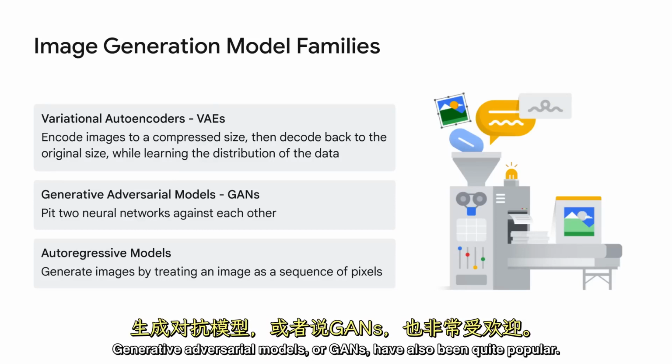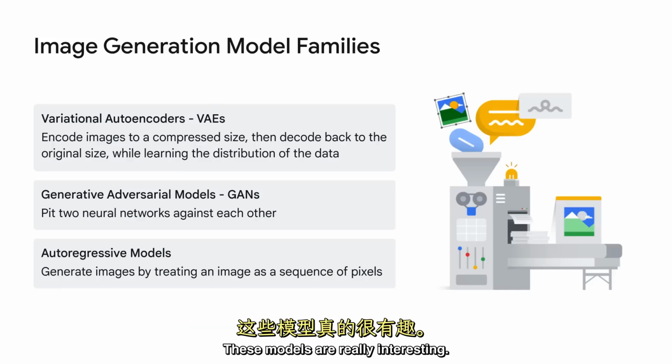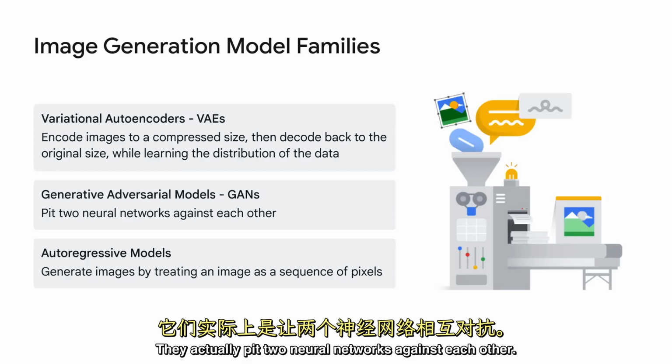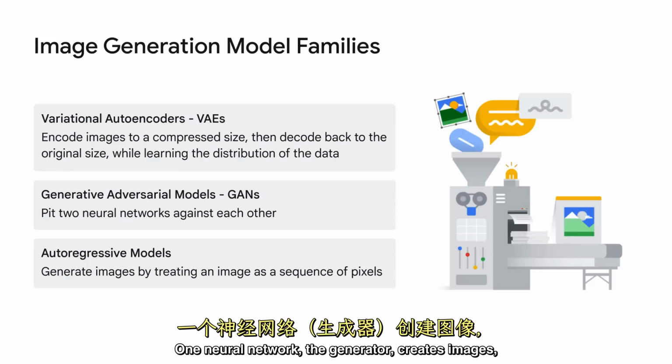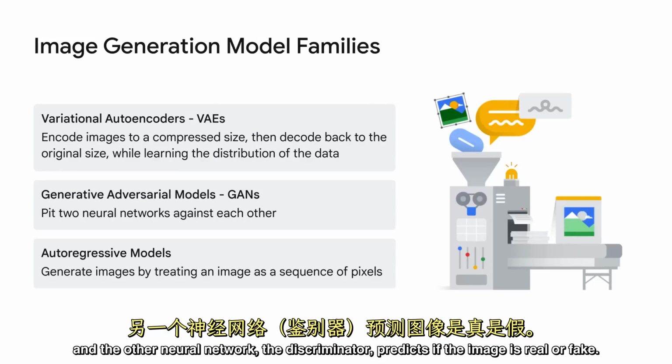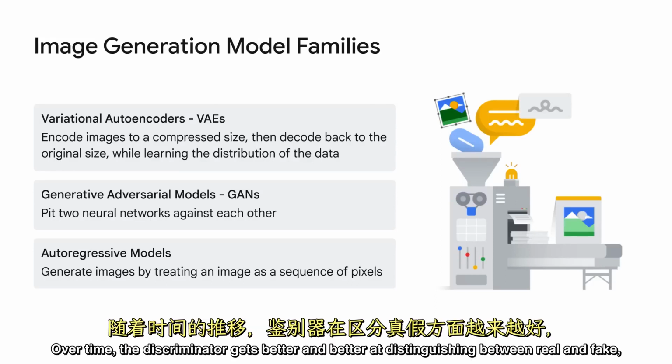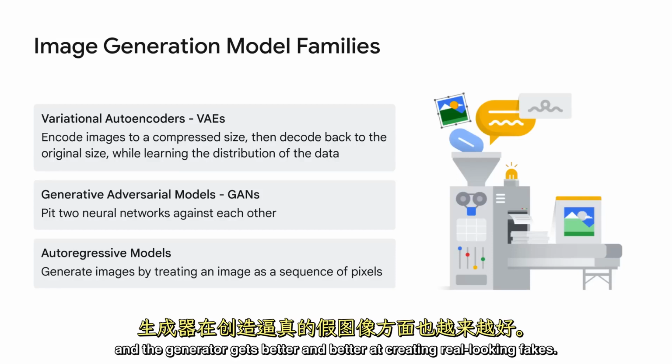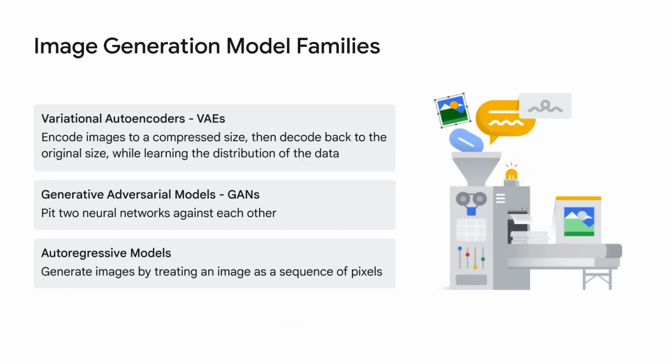Generative adversarial models, or GANs, have also been quite popular. These models are really interesting. They actually pit two neural networks against each other. One neural network, the generator, creates images, and the other neural network, the discriminator, predicts if the image is real or fake. Over time, the discriminator gets better and better at distinguishing between real and fake, and the generator gets better and better at creating real-looking fakes. You may have heard the term deepfakes before.